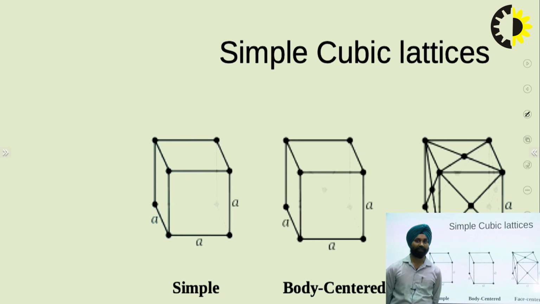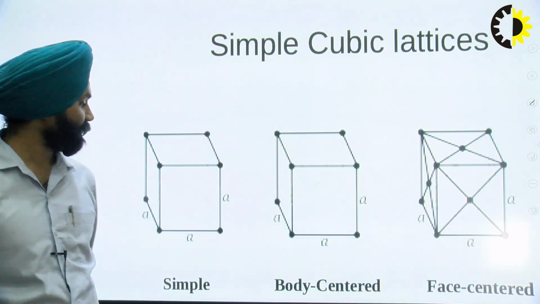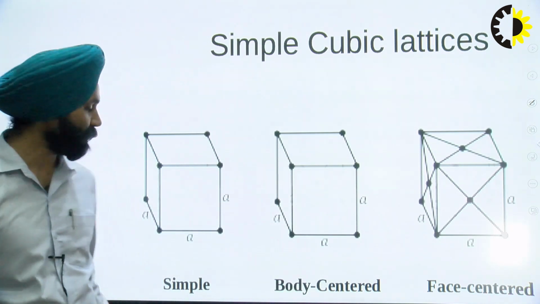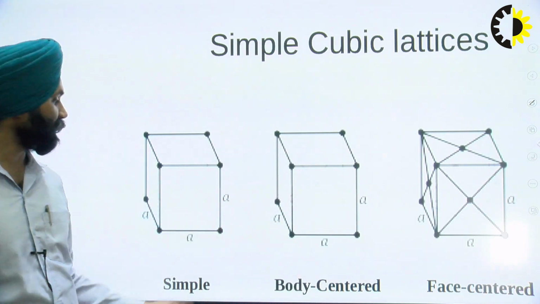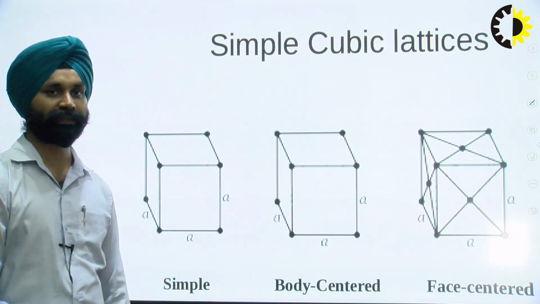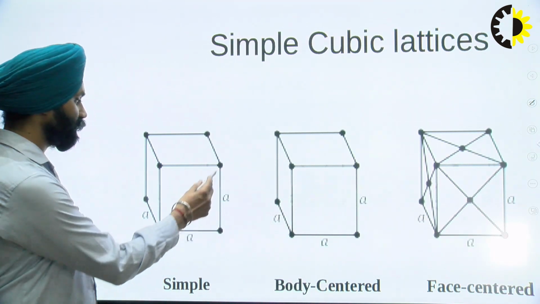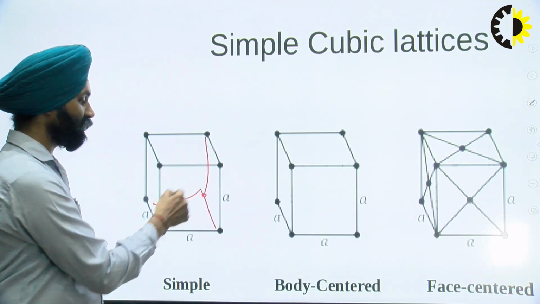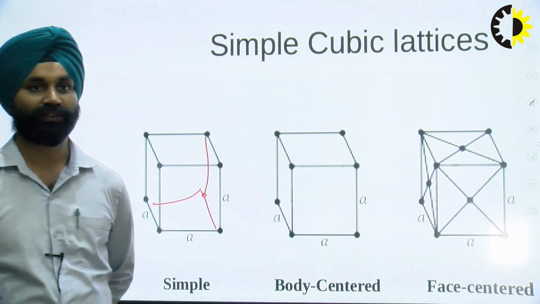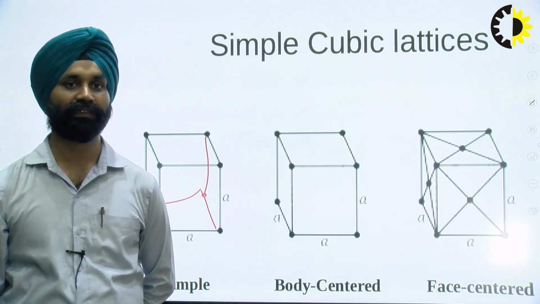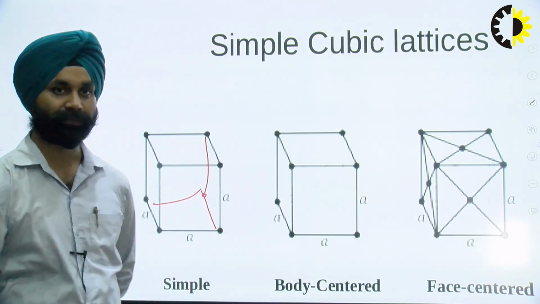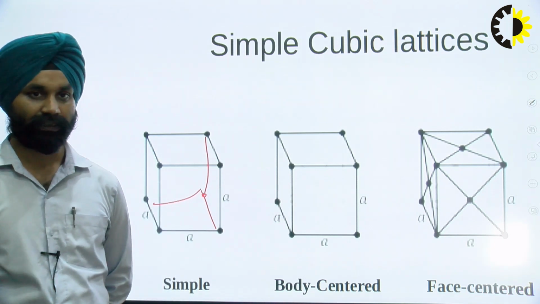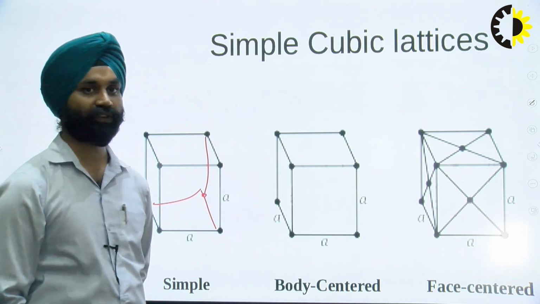There are three lattice structures in which silicon is available. One is the simple lattice structure, where there are atoms at each corner. So 1, 2, 3, 4, 5, 6, 7 and the last, 8th one, which is at the back of the plane. So there are 8 atoms at each corner of the box of a unit cell.